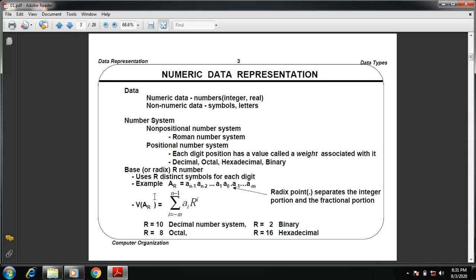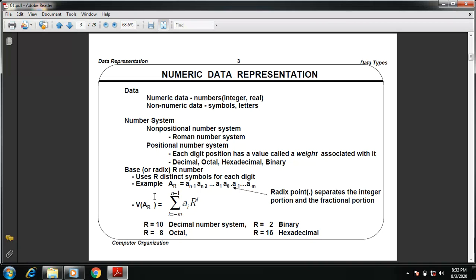Go to the next slide for a detailed explanation of numeric data. There are two types of numeric data: integer numbers and real numbers. Then the non-numeric data is symbols or letters. Now the first topic in data representation is the number system. There are two major categories: one is non-positional, another is the positional number system.